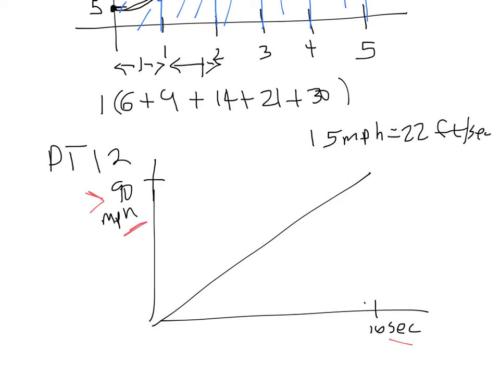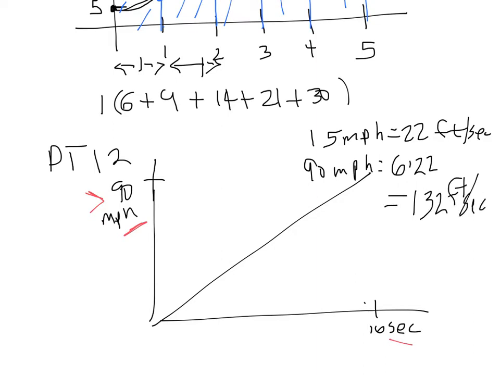So if I want to convert 90 miles per hour, I would just simply take this and multiply it by 6, because to get from 15 to 90, you'd multiply by 6, and I get 132 feet per second. So this becomes 132 feet per second. In other words, I just changed that.